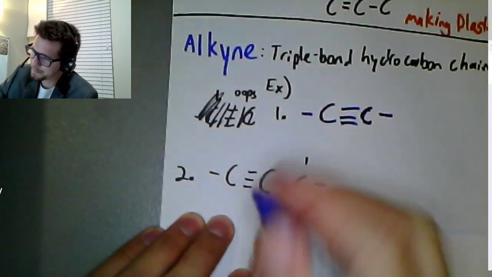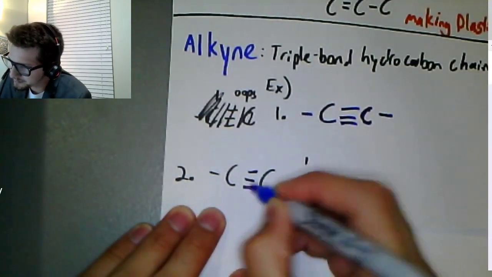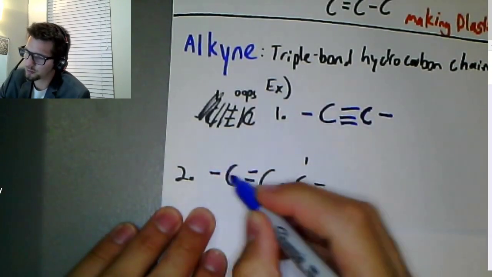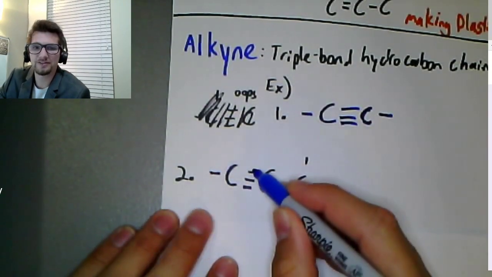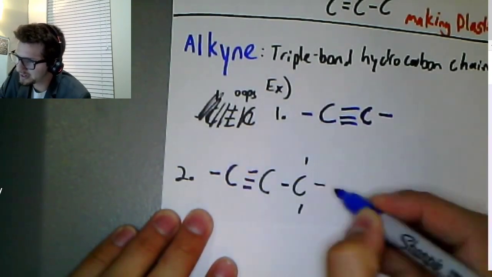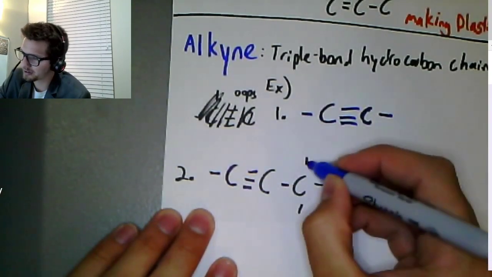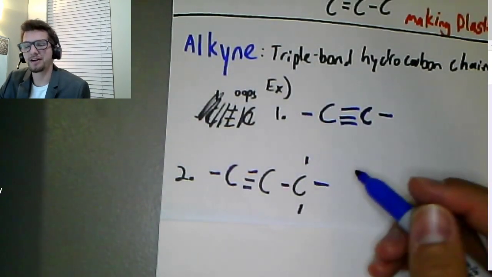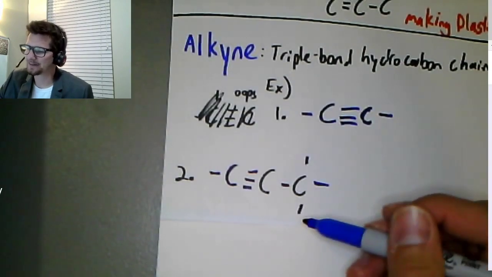Let's look at this guy. So, we've got carbon here. He has 4 bonds. 1, 2, 3, 4. We got carbon here. He's got 4 bonds. 1, 2, 3, 4. And this carbon is just floating around with 3.